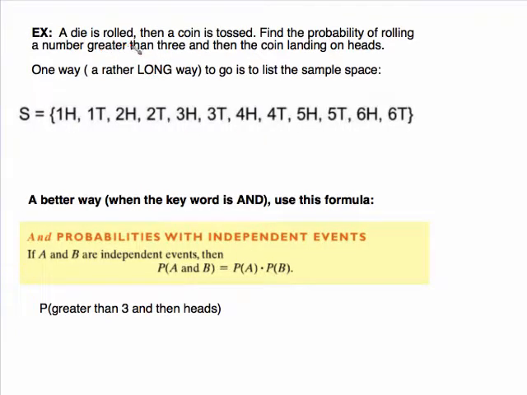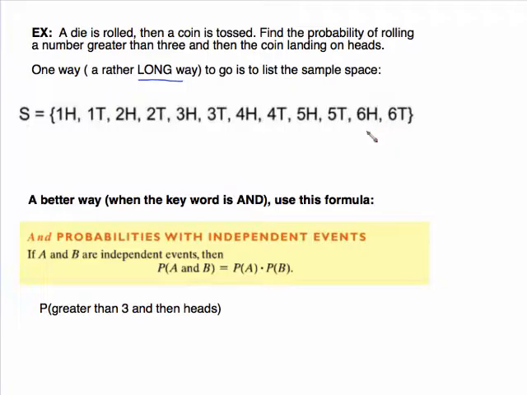So a die is rolled and then a coin is tossed. Find the probability of rolling a number greater than 3 and then the coin landing on heads. Well, one way to do this problem, and I think it's a very long way to do it, is to list the entire sample space. Notice this is 1 followed by head, 1 followed by tail, 2 followed by head, 2 followed by tail, etc. We've got all of the sample space written out.